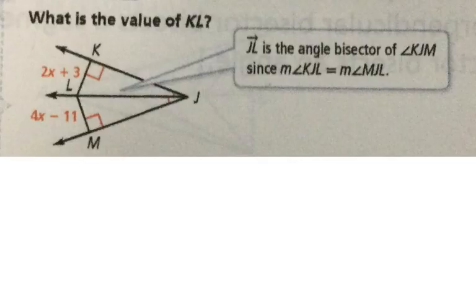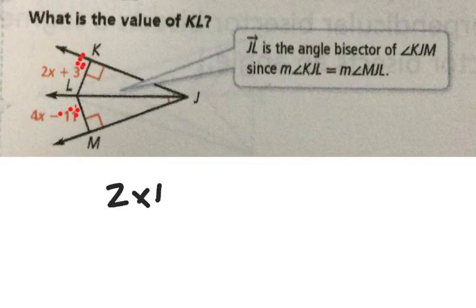Okay, so this one starts off, what is the value of segment KL? When we look, notice how angle J is being bisected. Do you see the two tick marks? So this angle and this angle are congruent. So that means that LJ here is an angle bisector. So because this is an angle bisector, that means these two segments have to be congruent.